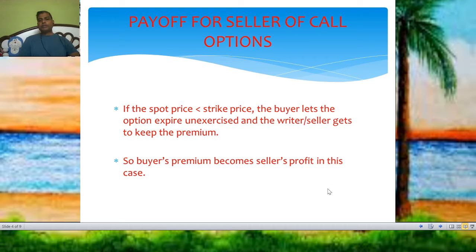If the spot price is below the strike price at the time of expiry, the buyer lets the option expire worthless, or in other words, the buyer does not exercise the option. And in that case, the writer or the seller gets to keep the entire premium. So the buyer's premium becomes the seller's profit in this case.